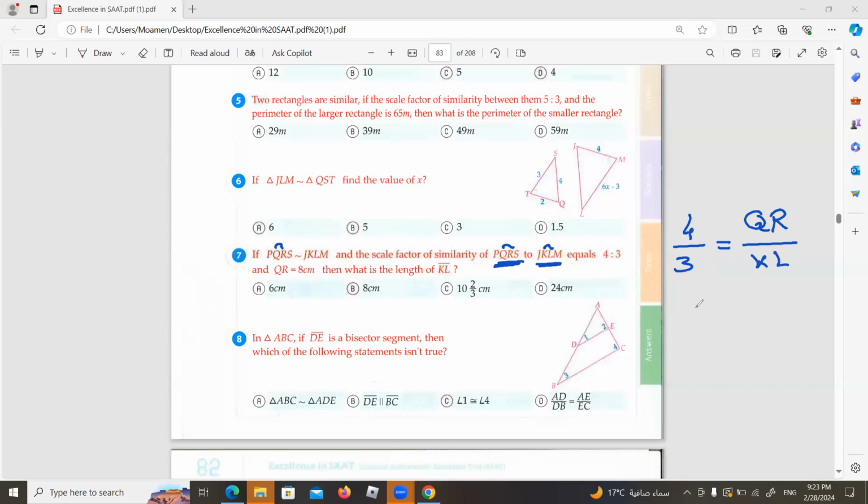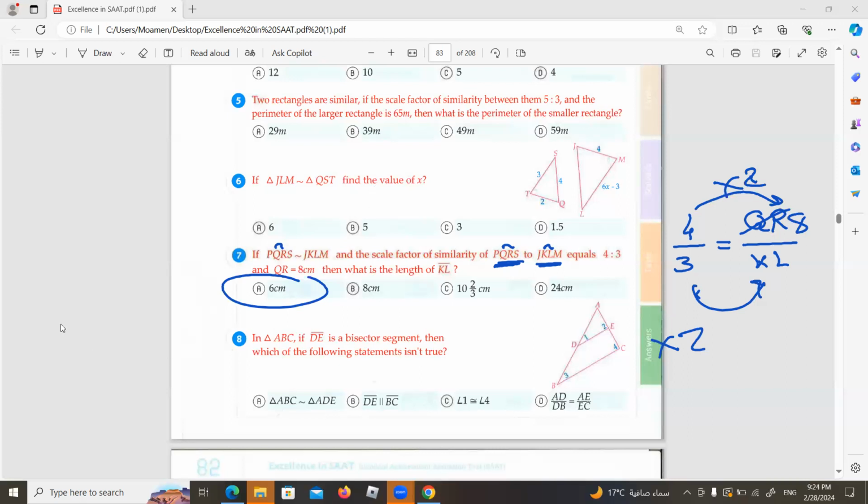Yes, now there is no problem. QR is 8, so I just write here 8. By using cross multiplication, 4 becomes 8, multiplied by 2. So you will multiply also down by 2, multiply 3 by 2. So it's equal to 6. And this is the answer. Okay, we work here in a quad, but there is no problem. In a quad, in a pentagon, in a hexagon, no problem about the shape.